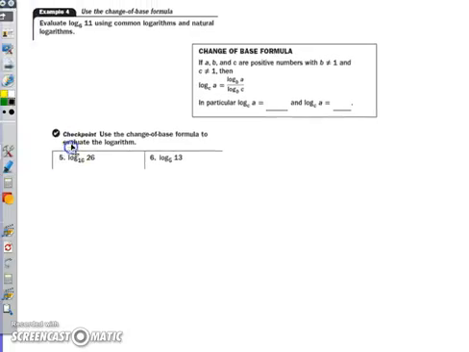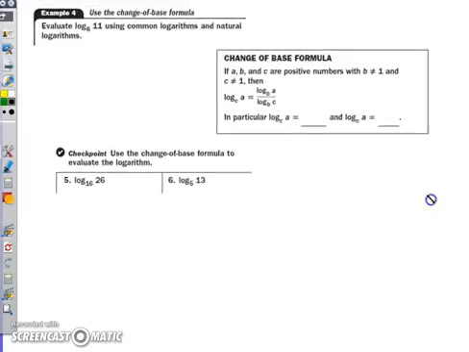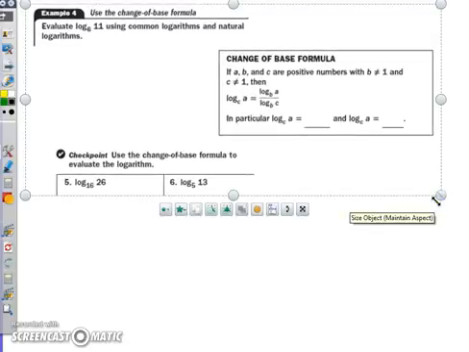All right. Evaluate using common logs. And we have the change of base formula, and we haven't talked about this yet. We're going to do this next, so we're just going to hold up, and I will do this later. So that's the end of our notes.